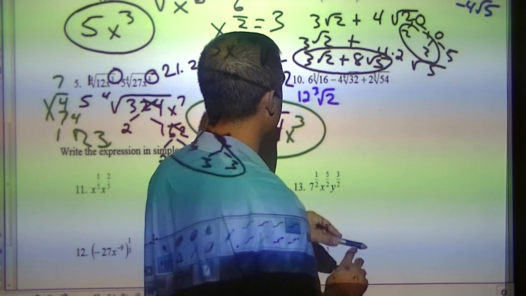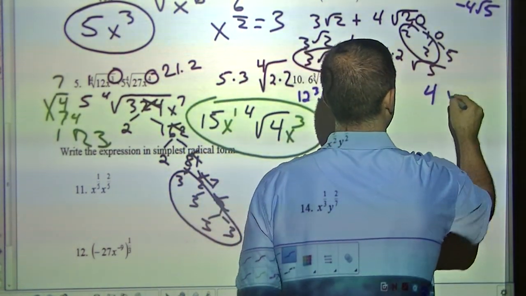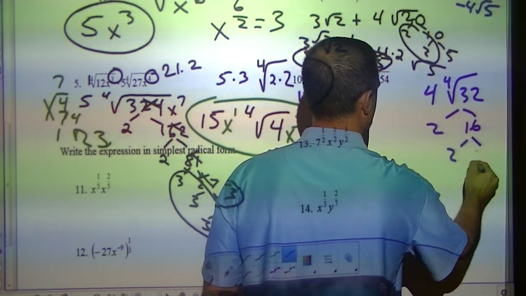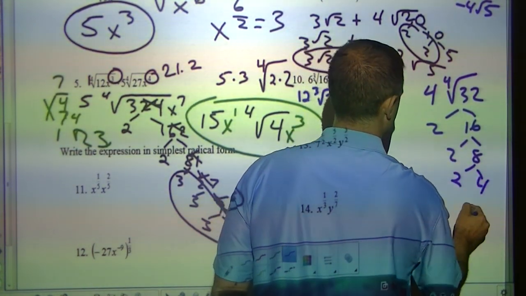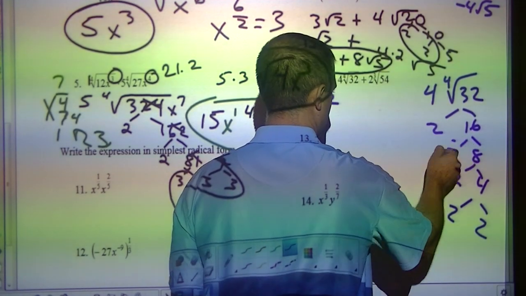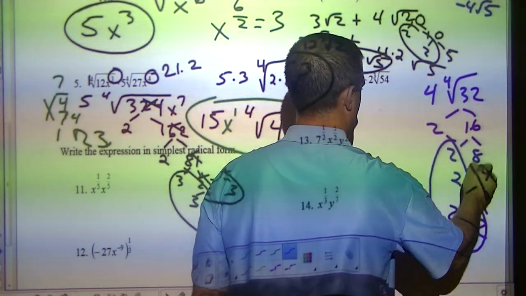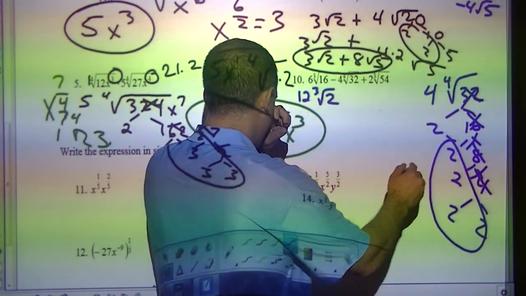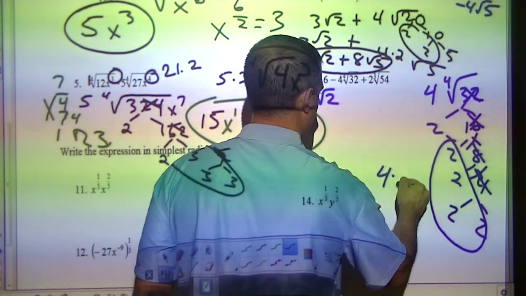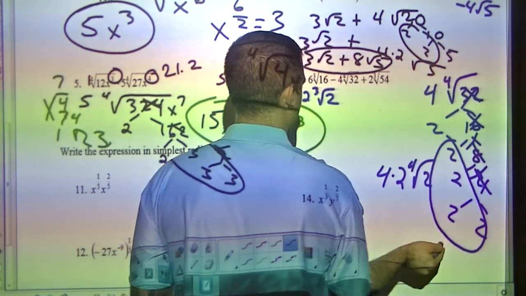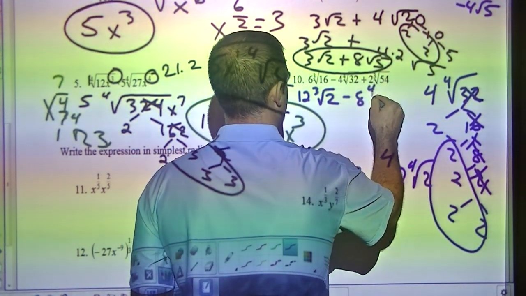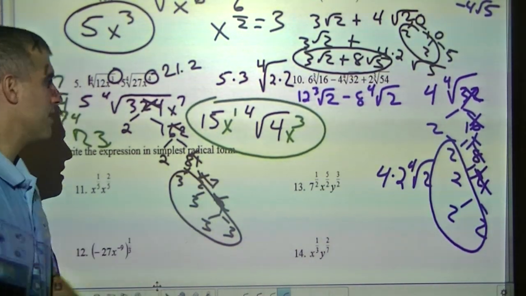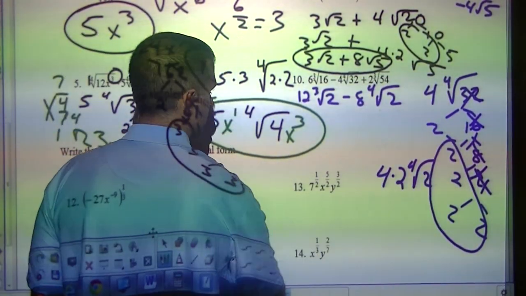Okay, so I got 4th root of 32: 2 and 16, 2 and 8, 2 and 4, 2 and 2. Okay, so I'm going to have the 4 involved, one of these 2's, and then the leftover 2's going on the inside. So I got minus 8, 4th root of 2. Okay, once again, I'm going to erase that for room's sake.